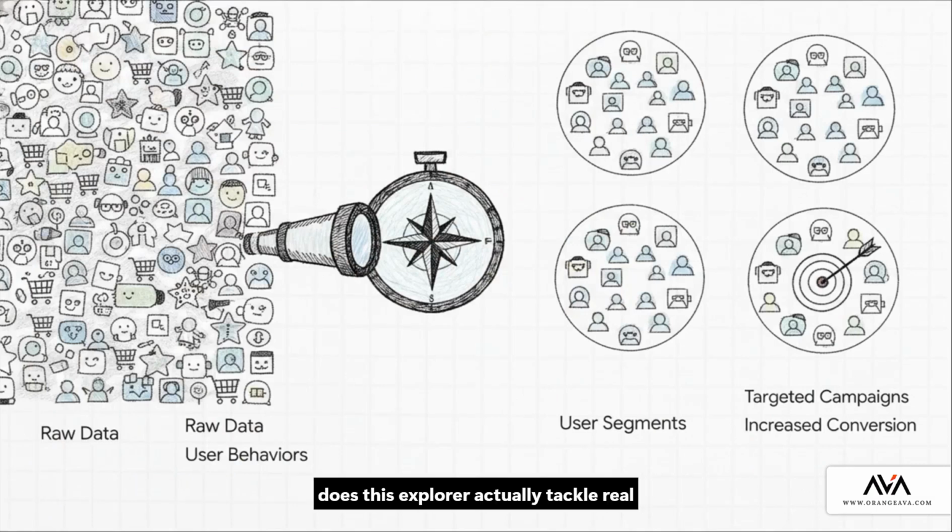So, how does this explorer actually tackle real business problems? A perfect example is customer segmentation. An unsupervised clustering algorithm can analyze literally millions of e-commerce users all at once. It's looking at your purchasing behavior, your demographics, how you engage with a site, and then it automatically groups everyone into meaningful segments without any manual tagging whatsoever. This is exactly how businesses are able to launch those highly personalized marketing campaigns that seriously boost their conversion rates.